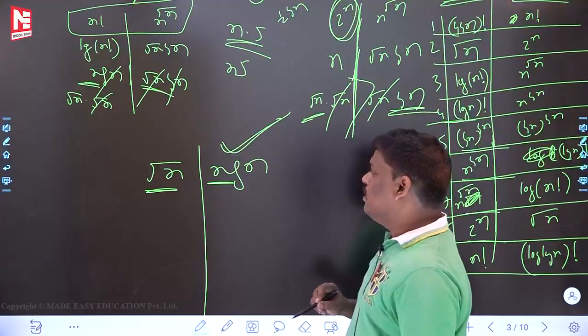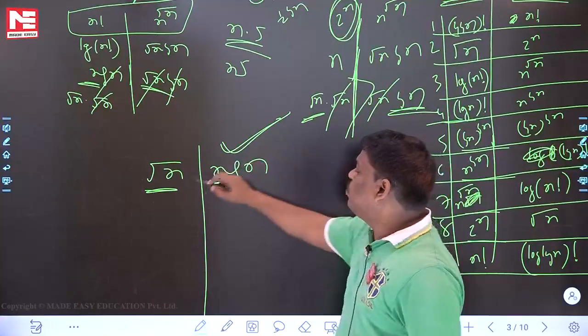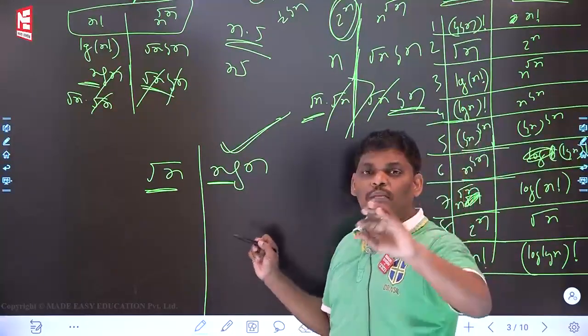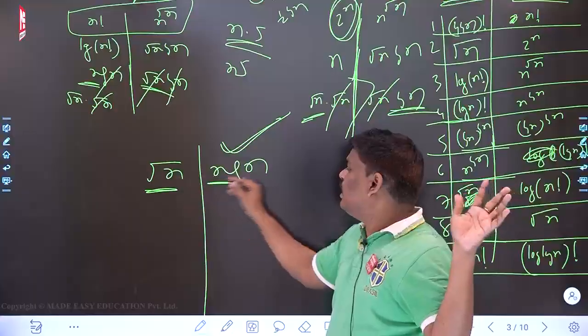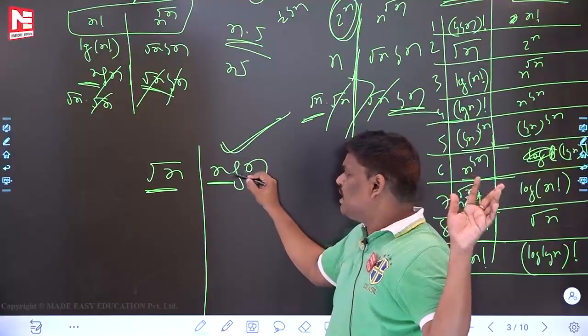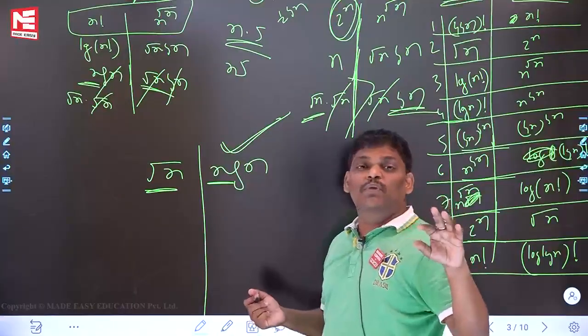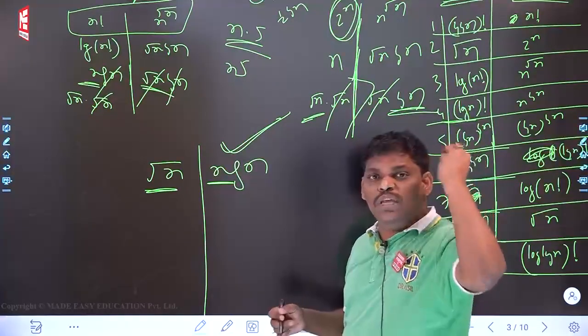Everyone knows. So what some people will do: it is root n, it is n log n. Directly you can say, use minimum common sense. It is n, it is root n. n log n means n is there. So everyone knows n log n is bigger. Fine. Some people don't want to use their brain at all.